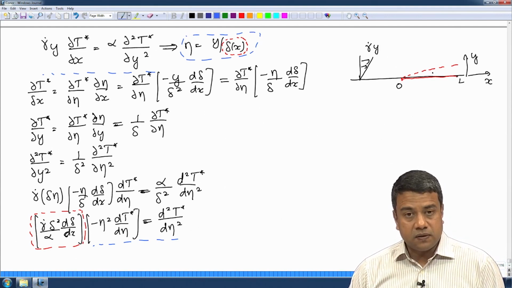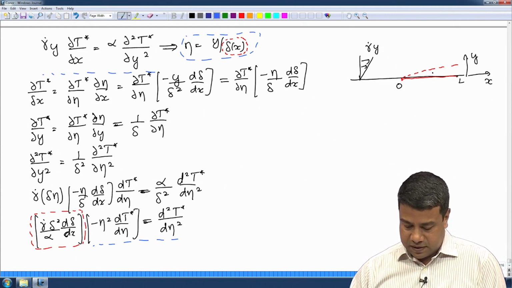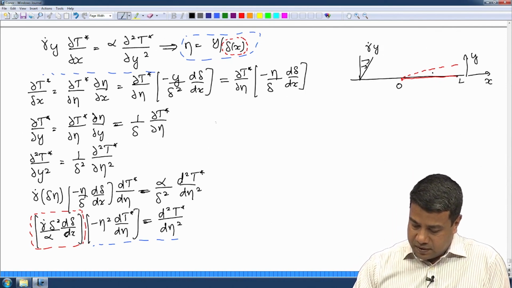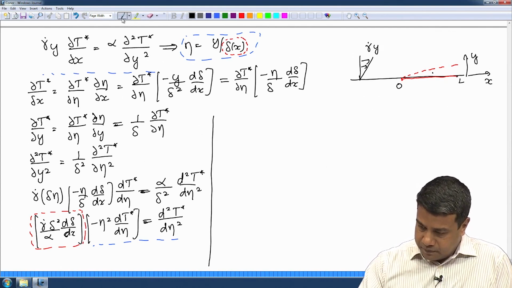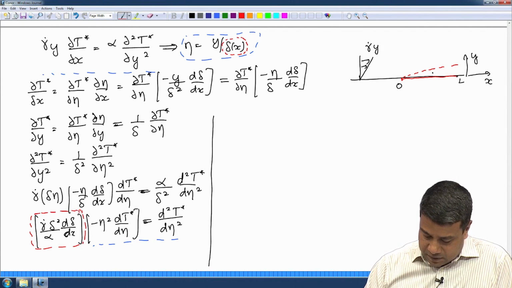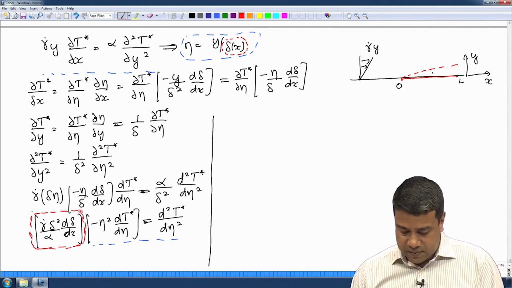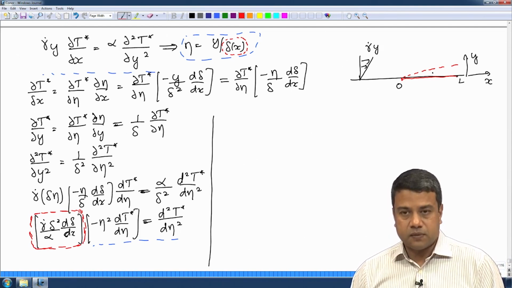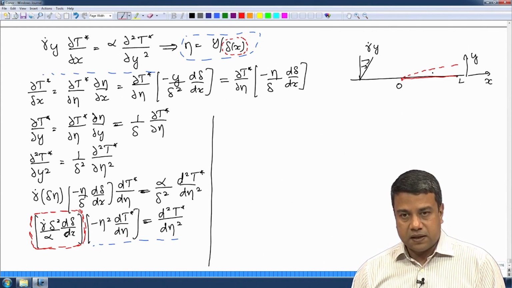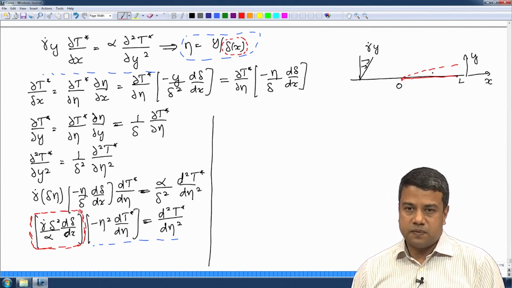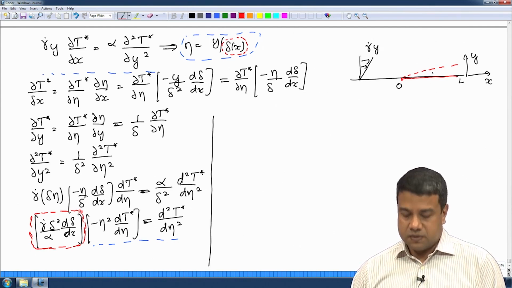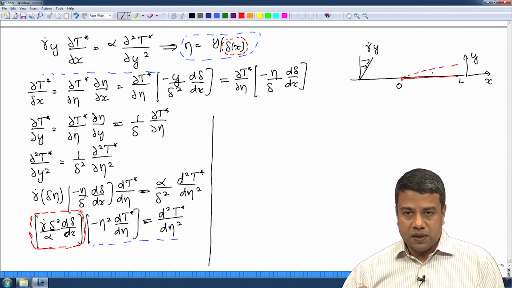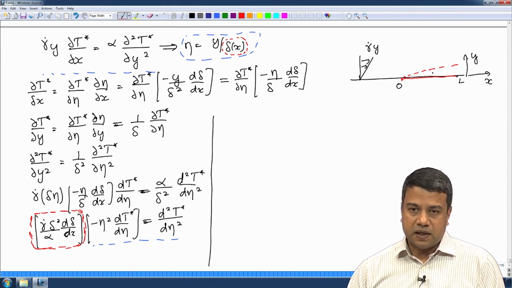Once I do that, I insert it into the conservation equation and simplify. And finally, I got an equation of this kind. Gamma dot delta square by alpha d delta by dx into minus eta square dT by d eta is equal to d square T by d eta square. And I said that the term in the red box has to be a constant if we require that a similarity solution is valid, so that the resultant equation depends only upon eta and not individually upon x and y.